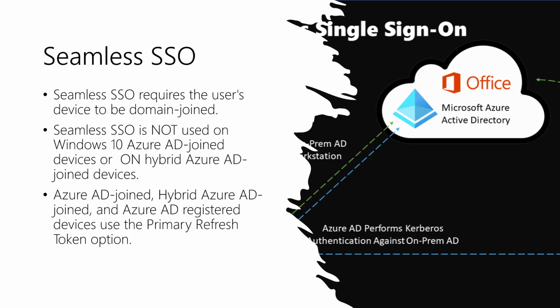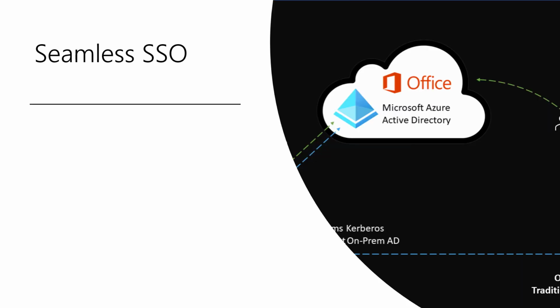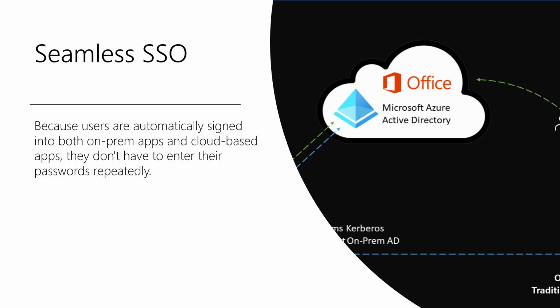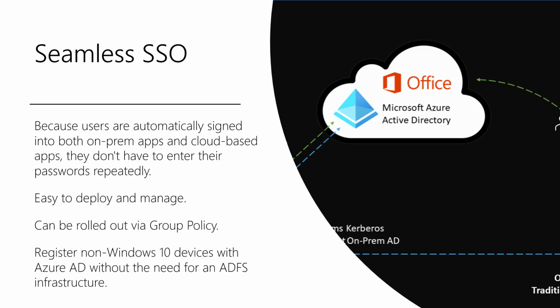Seamless SSO offers several key benefits. Because users are automatically signed into both on-prem apps and cloud-based apps, they don't have to enter their passwords repeatedly. This obviously improves the user experience. And since Seamless SSO requires no additional on-prem components to make it work, it's rather easy to deploy and manage. It can even be rolled out via group policy. You can even register non-Windows 10 devices with Azure AD without the need for an ADFS infrastructure. However, I should point out that this requires version 2.1 or later of the Workplace Join client.